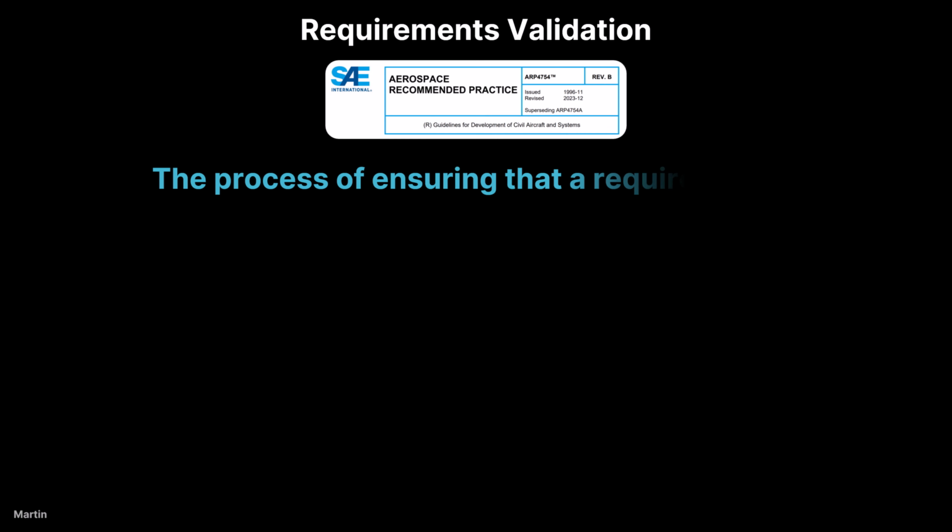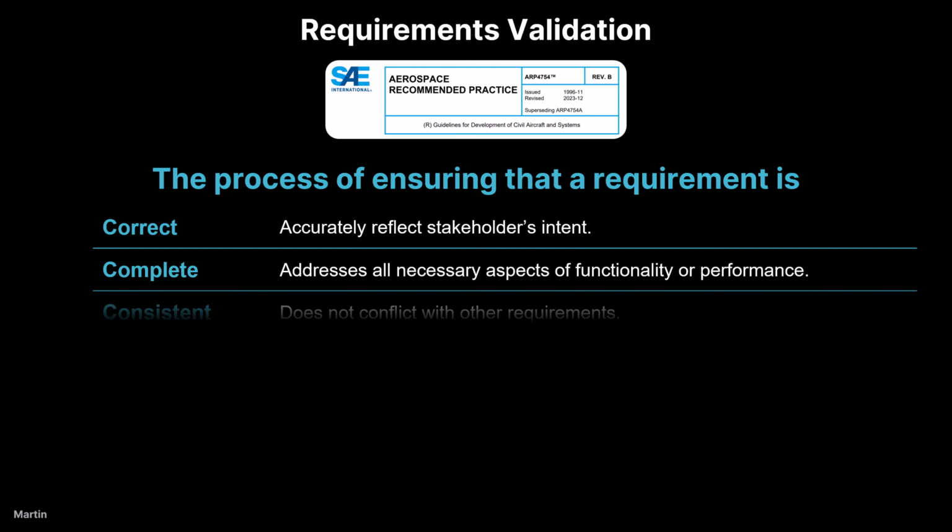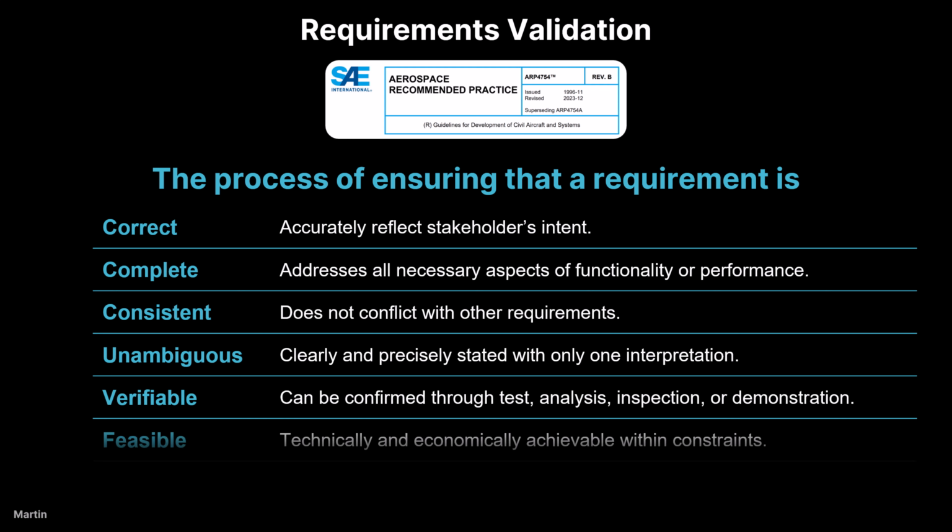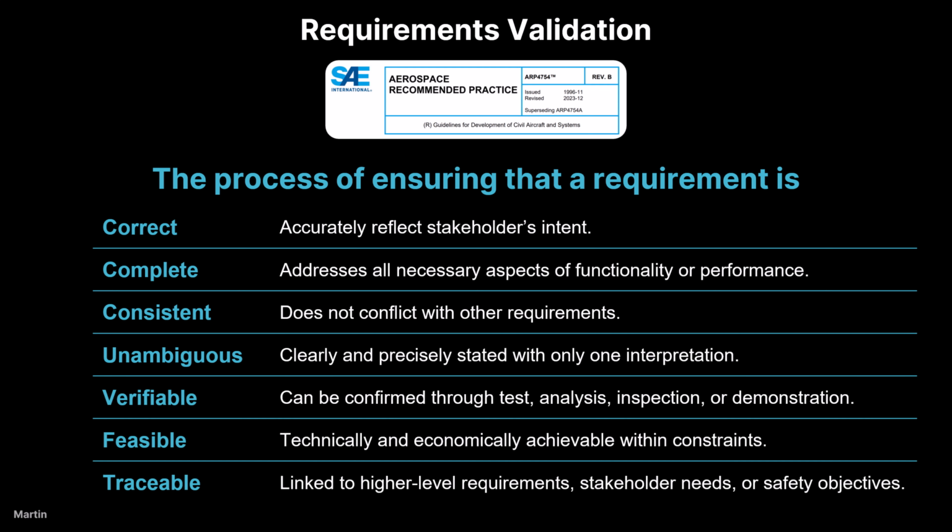What is requirements validation? Here is a definition from a guideline for civil aircraft and systems development. Requirements validation is the process of ensuring that requirements are correct, complete, consistent, unambiguous, verifiable, feasible, and traceable. Requirements validation ensures that the right system is being built before development progresses too far.